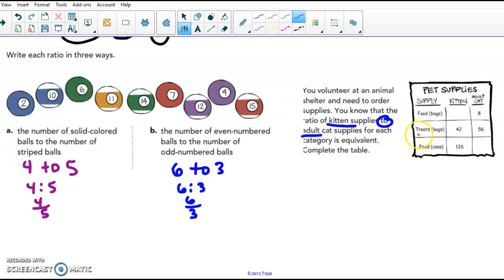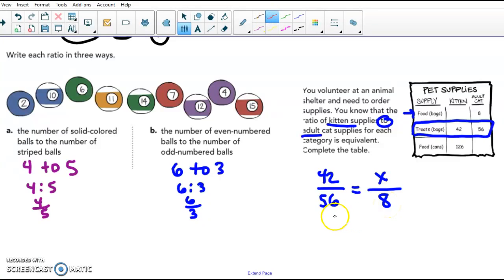But if I look at my second row in the table, I do know both values here. So I can write my ratio of kitten to adult. So I will need 42 bags of kitten treats for every 56 bags of cat treats. And I'm going to use this to set up an equivalent ratio to help me figure out how many food bags to buy. So I don't know how many kitten, but I do know how many adult cat. So now I ask myself, how do I turn 56 into 8?